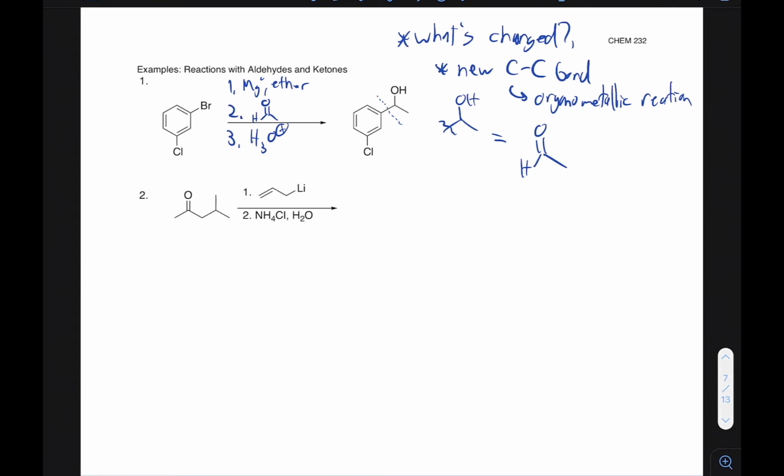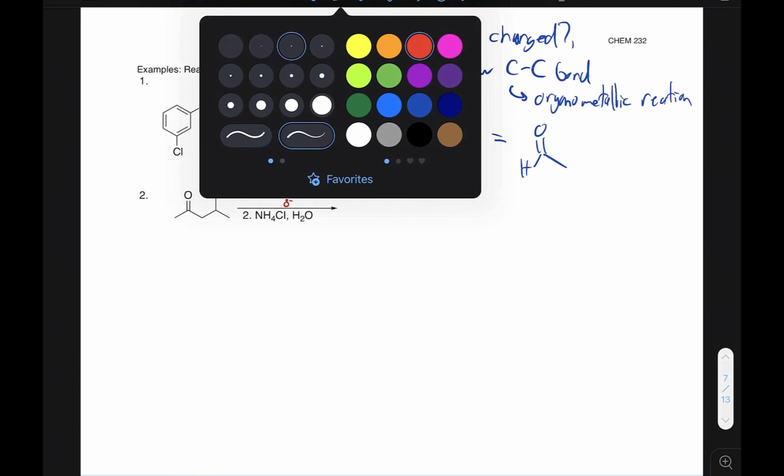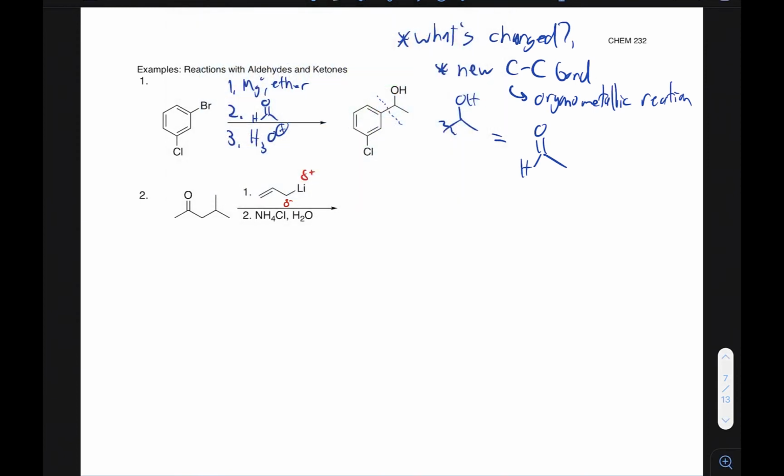And for number two here, we're looking at a different sort of organometallic reaction, with that lithium here. Remember that our carbon is partially negative and this lithium is partially positive. So this carbon here is nucleophilic. And down below, we have a source of hydrogen, this NH4+ Cl-. So this NH4+ here is our source of H+.